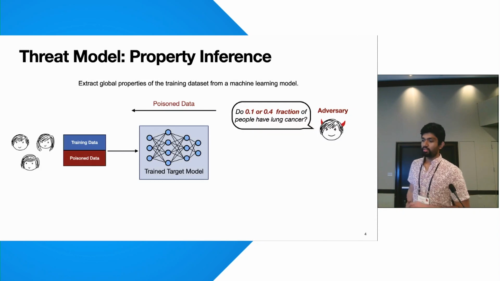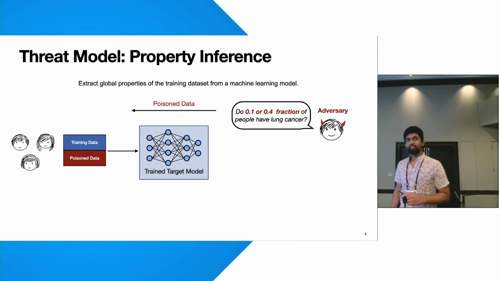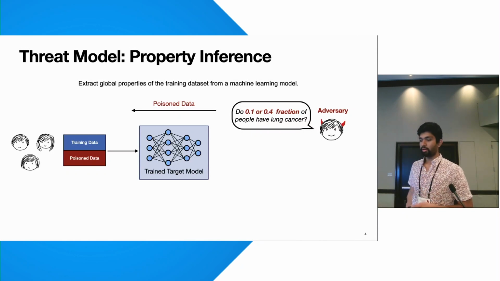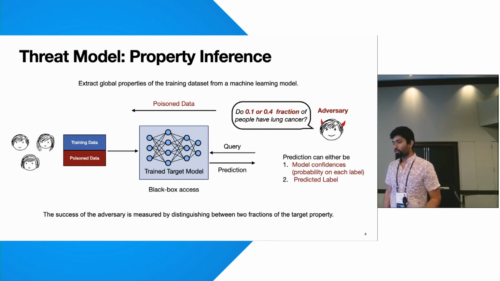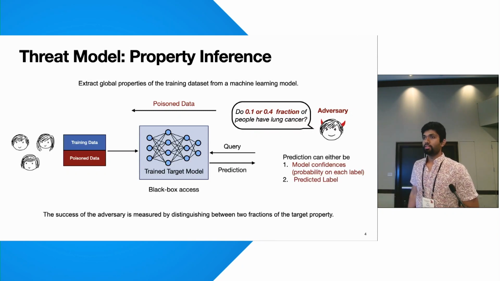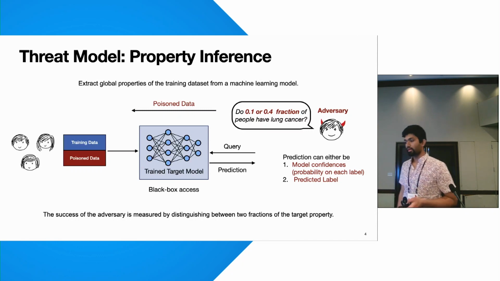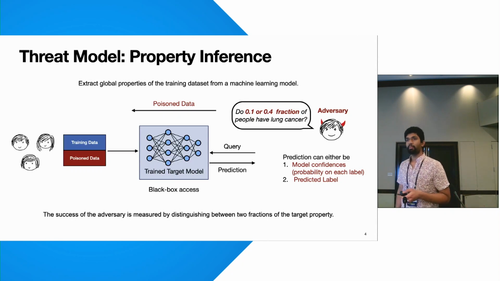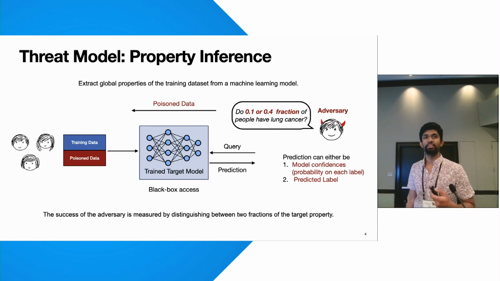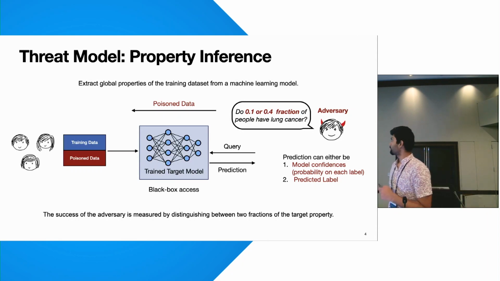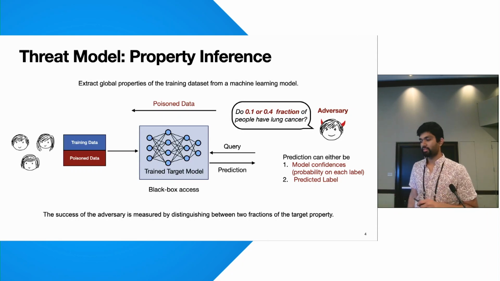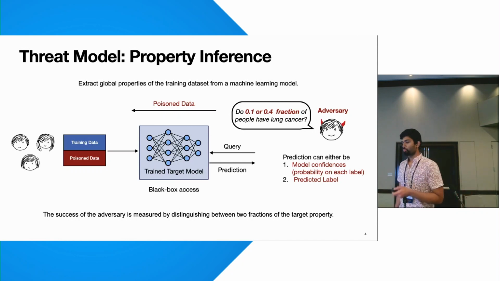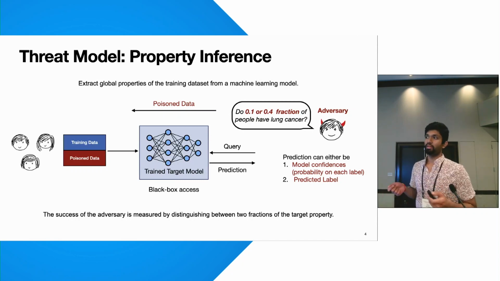The adversary starts by creating poison data and attaching it to the training data set. The organization then trains a target model on this training data and provides black box access to the adversary. The adversary can query this black box model and get back predictions. Usually predictions are one of two forms: either you get back model confidences, which are the probabilities on each class label, or you get just the predicted label itself. We provide attacks for both versions, but for the purposes of this presentation, I'll focus on the model confidence version.